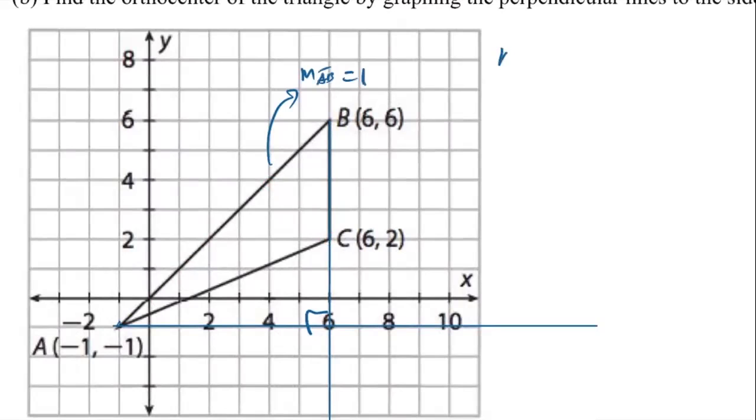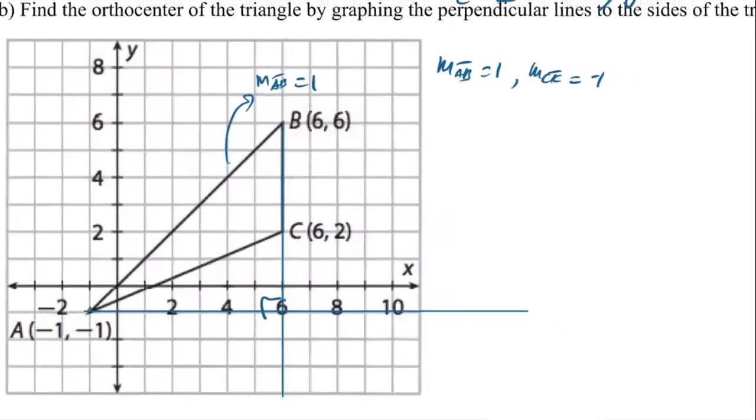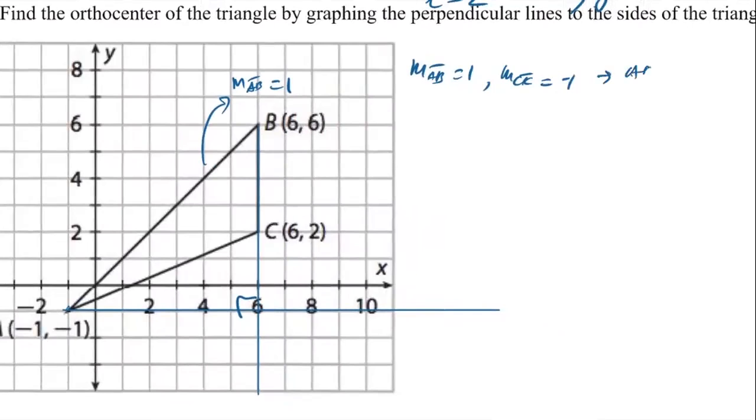So the slope of AB is 1, and if you want the altitude to touch at K, K is on AB, right? Call it CK, it has to be -1. So by doing so, we know that AB is perpendicular to CK. From here, I'm going to go backwards like this, touch that one right there, and extend it all the way through C, just like that.